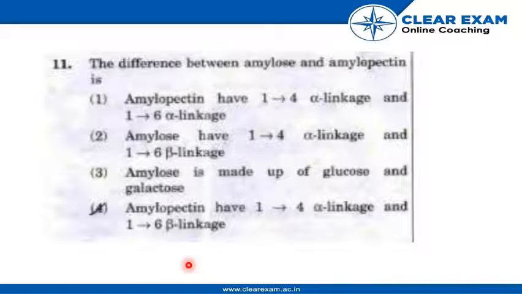amylose and amylopectin are polymers of alpha D glucose. So beta linkage is not possible. Okay, amylose is linear with 1 to 4 alpha linkage.